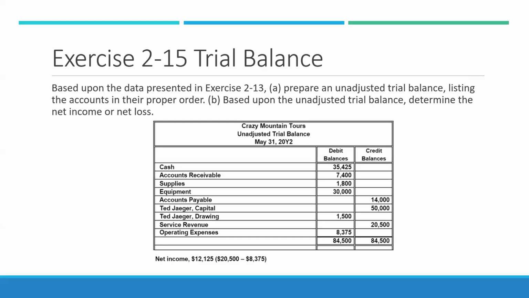So determine the net income or loss from the trial balance. The accounts will be ordered in the order that they appear on the financial statements, starting with the balance sheet. So you'll have your assets first, then your liabilities, then your owner's equity, then your revenue, and your expenses. So to calculate the net income, you take revenue minus expenses, and you get your net income of 12,125.